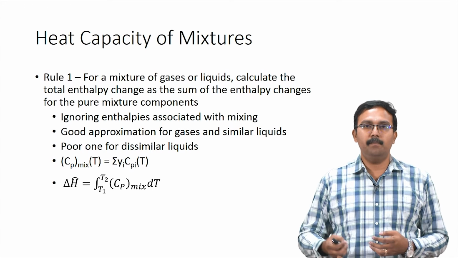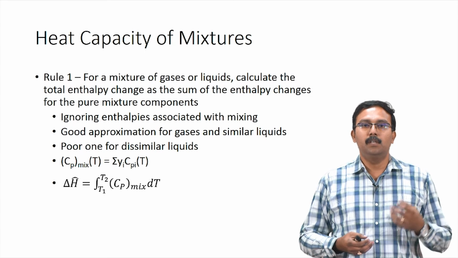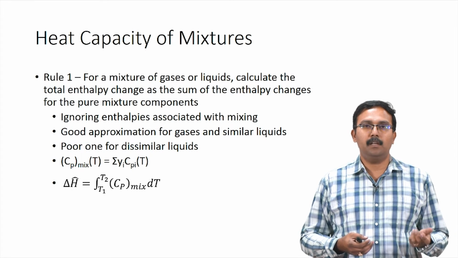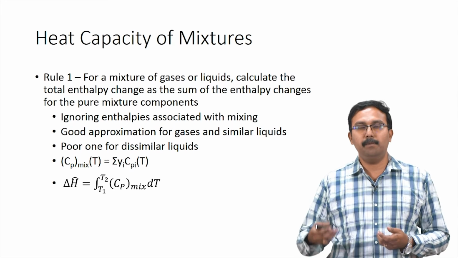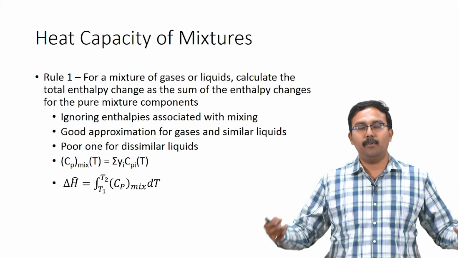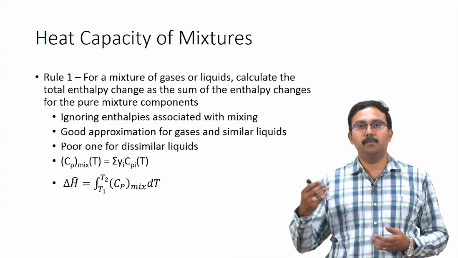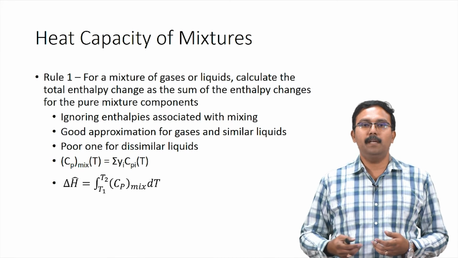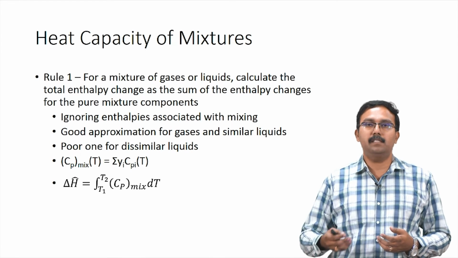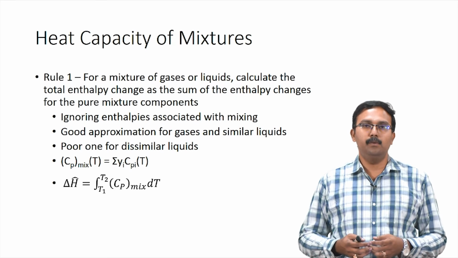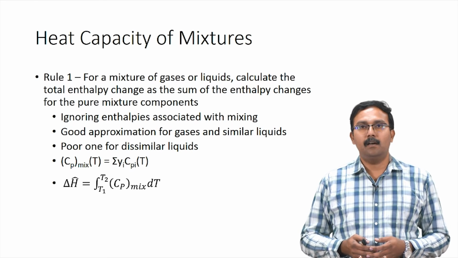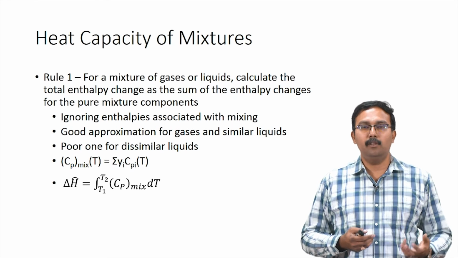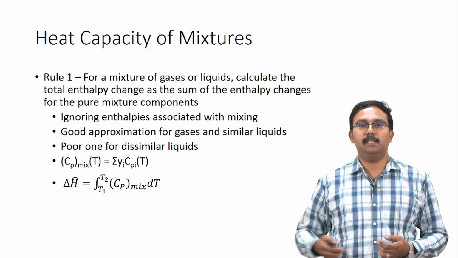So, this Cp of the mixture would actually be equal to the mole fraction of the particular component times the Cp of that component, and a summation of all the terms which would exist in this system. So, delta H cap would be equal to integral Cp mixture dT. This is what we do implicitly. We could also explicitly calculate the value for Cp of the mixture and still perform these calculations.